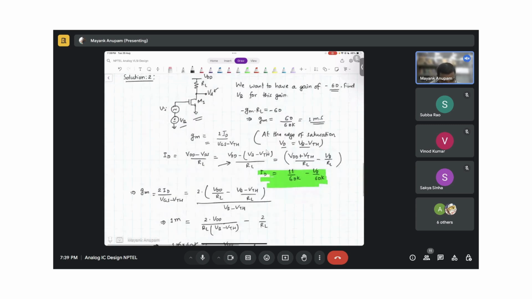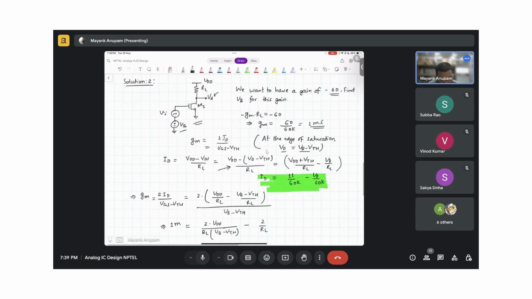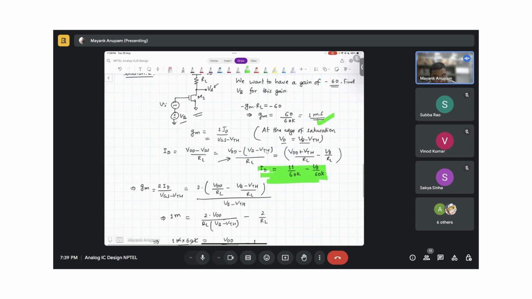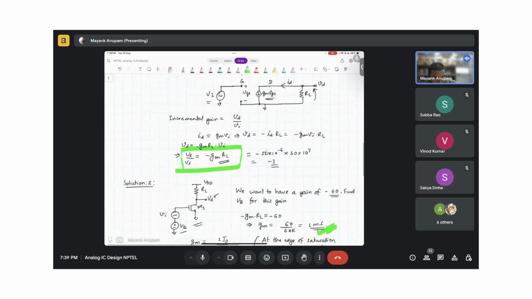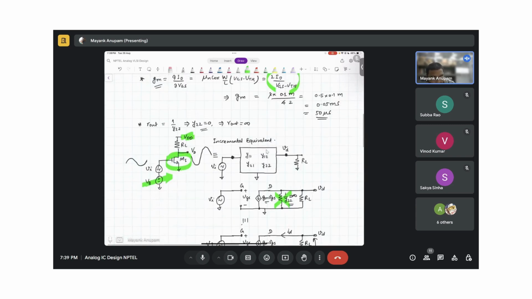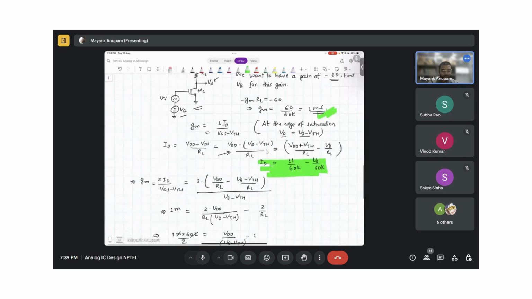Let's see if we have made any mistake or not here in the calculation. So this is fine. It's a very good practice: always after solving something, just check it once whether you have made any mistakes or not in the calculation. So 60 by 60K, so the GM is fine. It needs to be 1 millisiemens, right? Earlier what was the GM in the previous question? It's 50 microsiemens. So yes, fine.